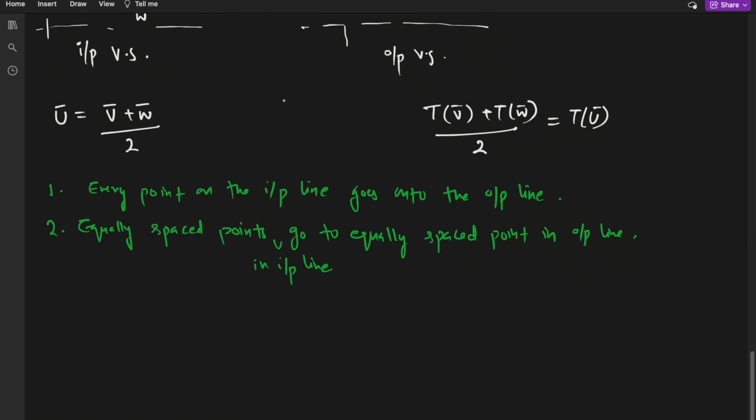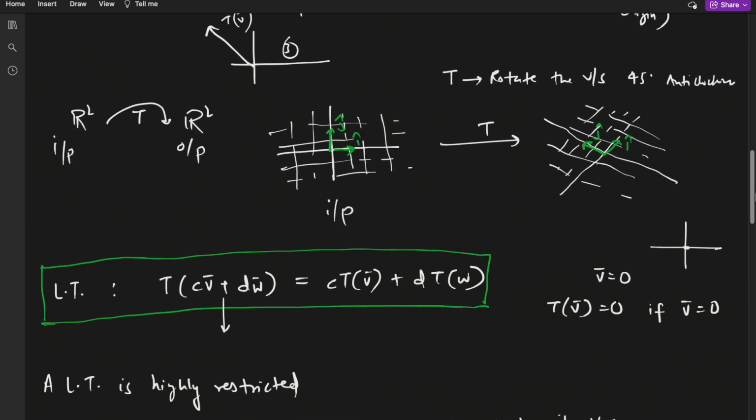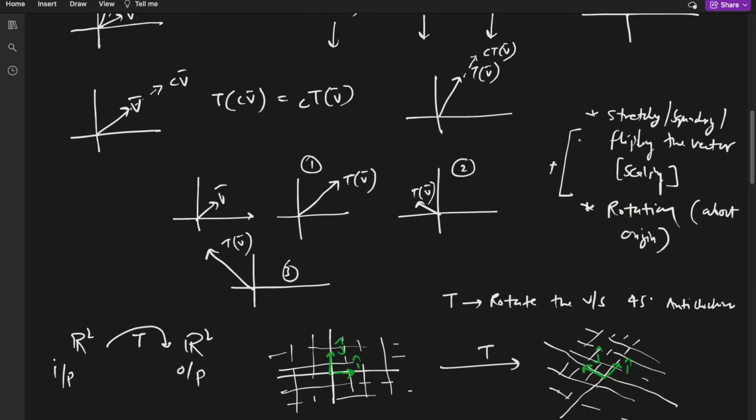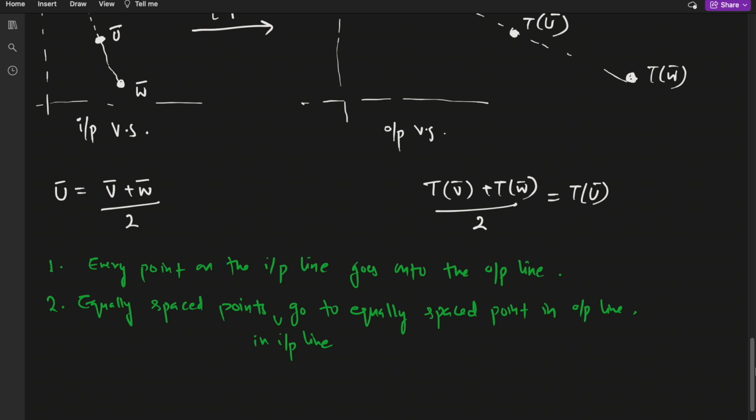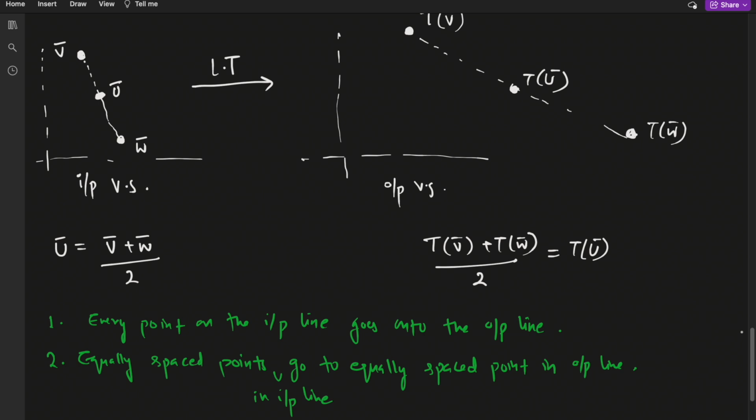I already gave you two important things here, right? The mathematical view of linear transformation: either it will scale the vector or it will rotate the vector. These are the only two things, or a combination of that, but at the core, these are the only two things which are going to happen. And in the visual world, in graphics, we also have two conditions. The first is that every point in the input line goes onto the output line, and the second is that equally spaced points in the input line go to equally spaced points in the output line. So this equal spacing is also very important.